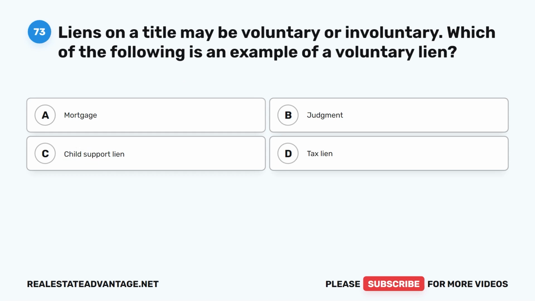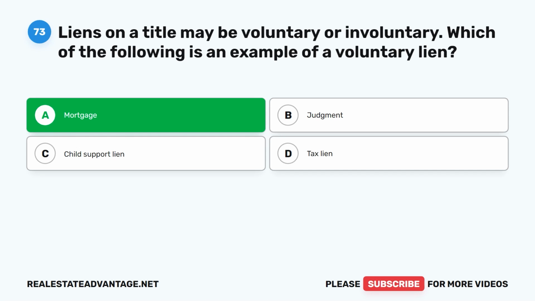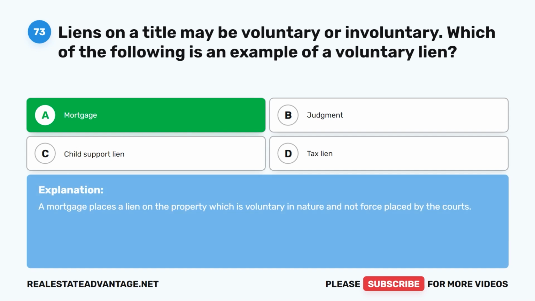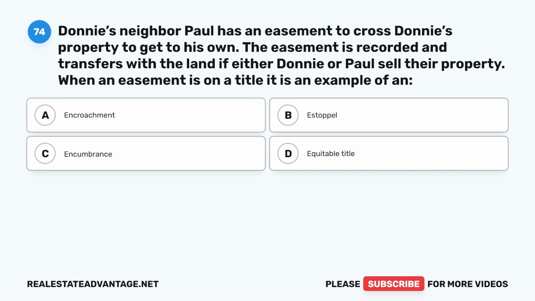Question 73. Liens on a title may be voluntary or involuntary. Which of the following is an example of a voluntary lien? A. Mortgage. B. Judgment. C. Child support lien. D. Tax lien. The correct answer is A. Mortgage. A mortgage places a lien on the property which is voluntary in nature and not force placed by the courts.